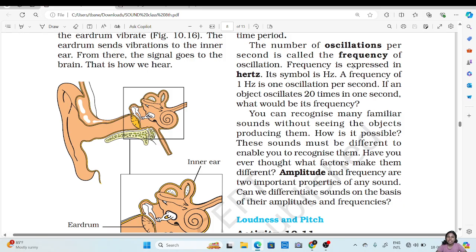Frequency is expressed in terms of hertz, and its symbol is Hz. A frequency of 1 hertz is 1 oscillation per second. It means that one oscillation per second has a frequency of 1 hertz. Now if an object oscillates 20 times in 1 second, what would be its frequency? That would be 20 hertz.